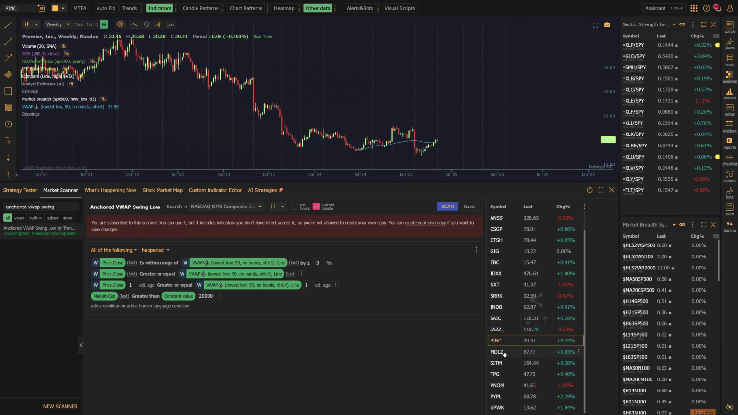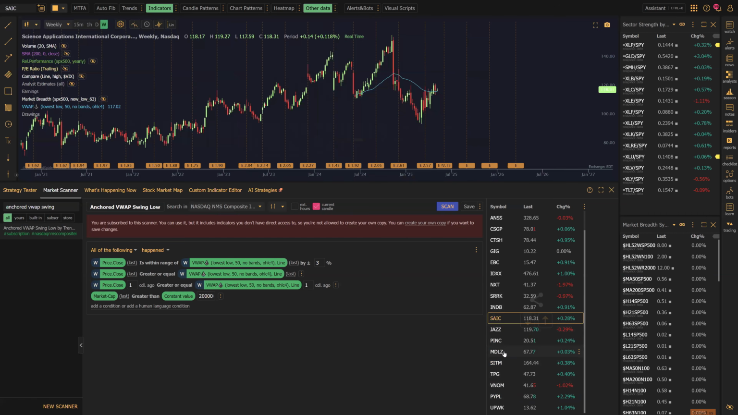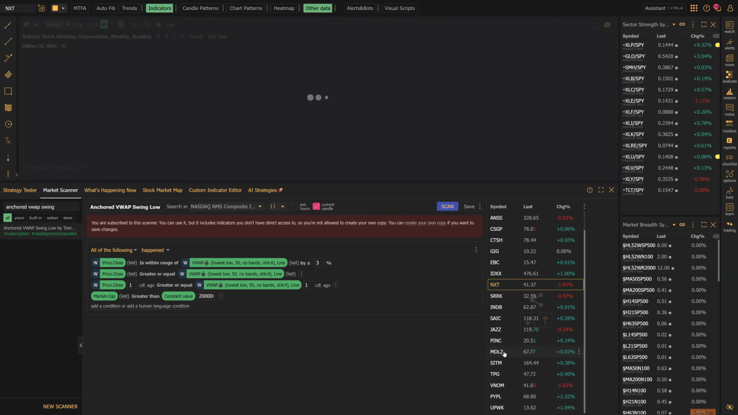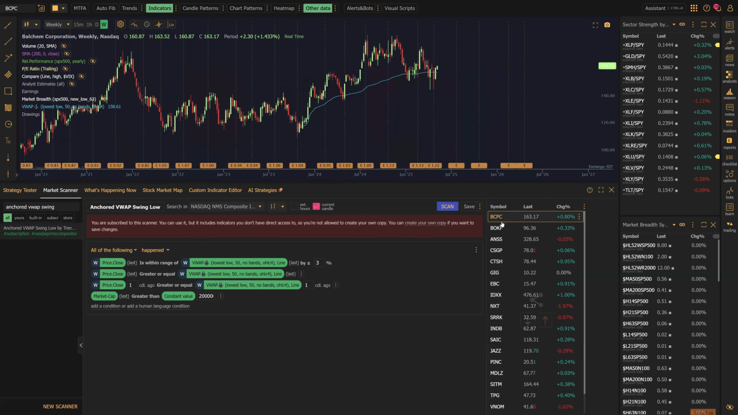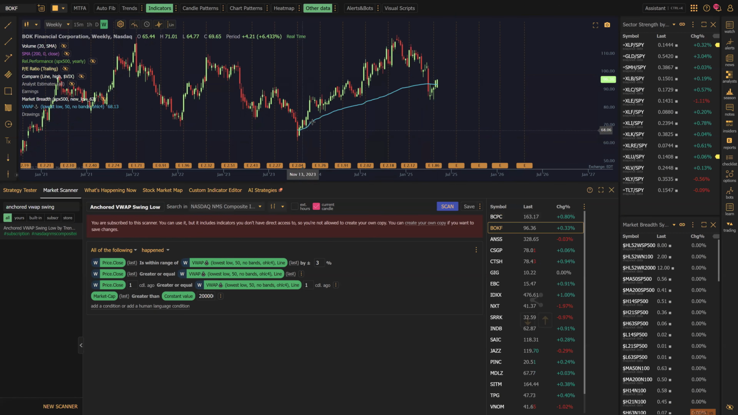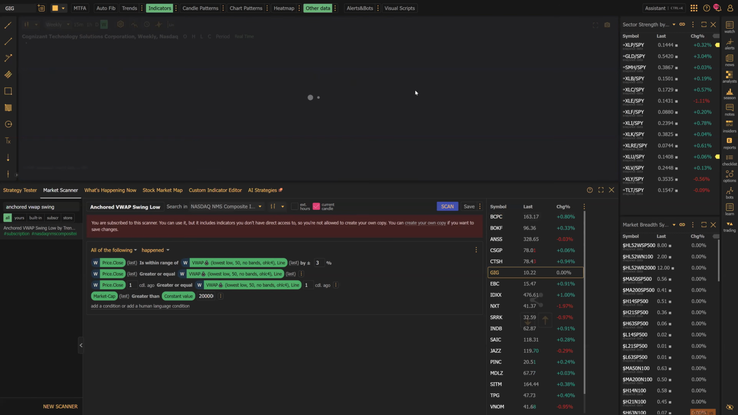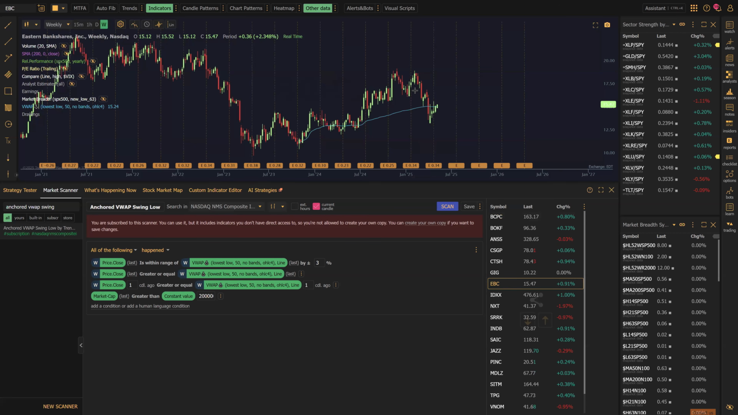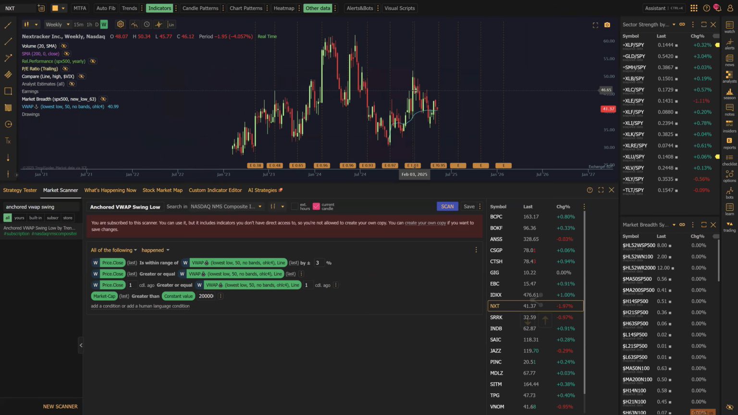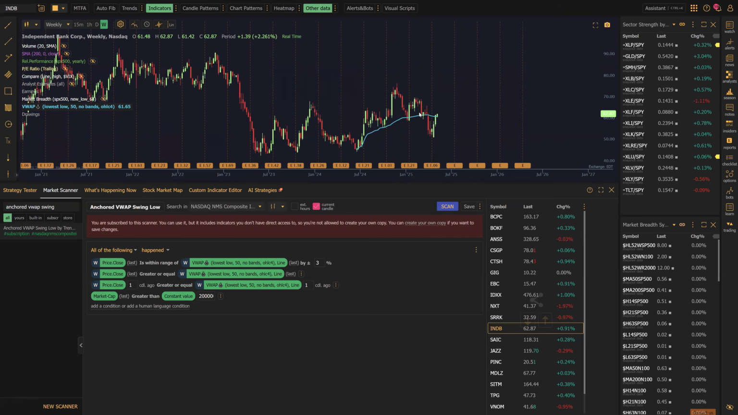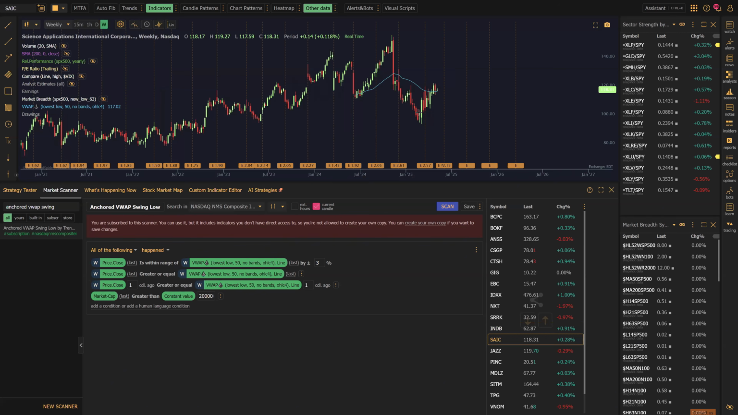You can just scroll through all these results. Not all of them will be insanely good knockout picks, but you can see automatically which stocks are pulling back to key support levels with this scanner. And it's definitely a great one to run through, especially as stocks are pulling back and you're looking for stuff at key support levels.